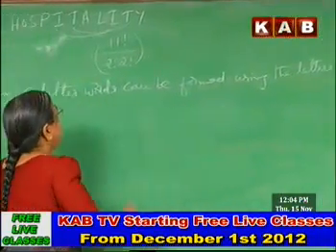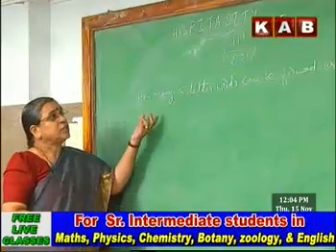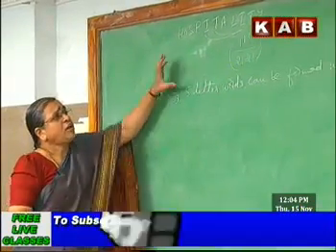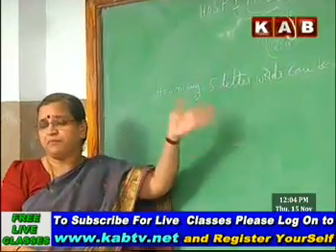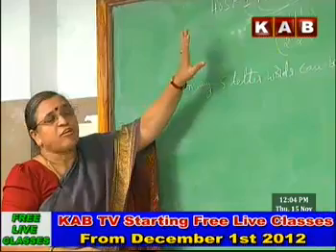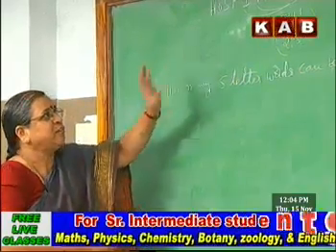Actually, we need only 5 out of these 11. Which 5? Here, all are not different. If all are different, there is no problem, just 11P5. But here, all are not different. That's why you have to take cases. How to discuss that? That we'll see now.